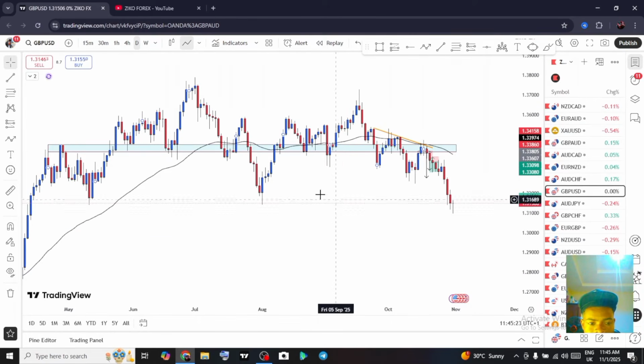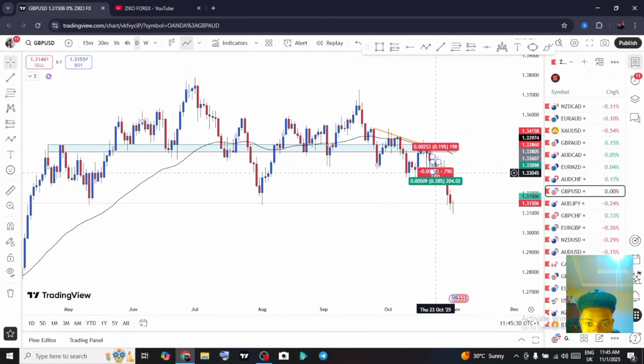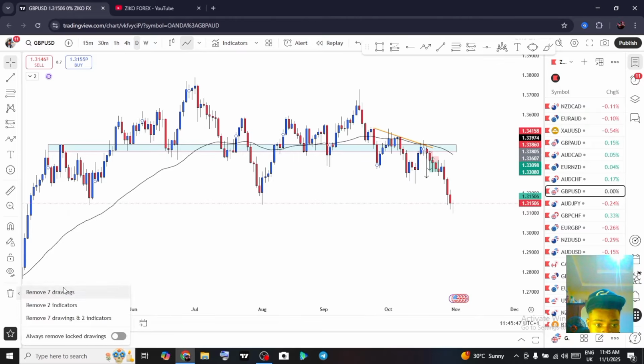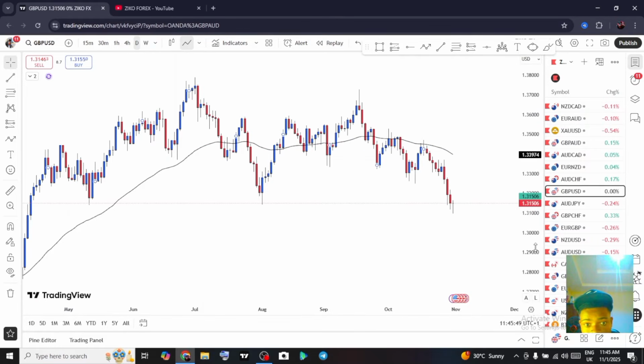GBP USD. This also sounds like a trade I missed. Oh, did I miss it? Yes, I missed it. I think this was last week. Well, I think I won a trade. Yes, I won a trade on gold. Okay, I remember. Right, so I missed this trade and I won a trade on gold. All right, so let us see what we have. Let's delete everything here and see what we have.